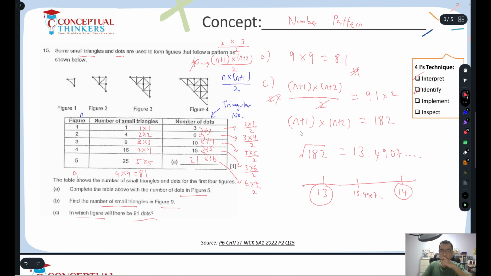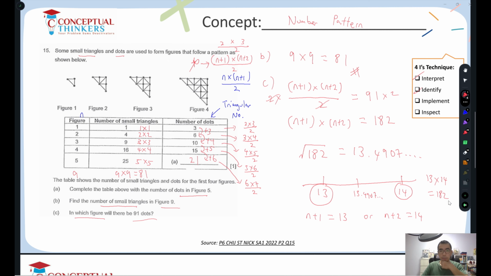Okay, now so this means that my n plus 1 is equal to 13, or my n plus 2 is equal to 14. So is it really true? So what you can do is, if you take 13 times 14, that will give you 182. So let's try with our calculator. So if we take 13 times 14, yeah, it'll give me 182.